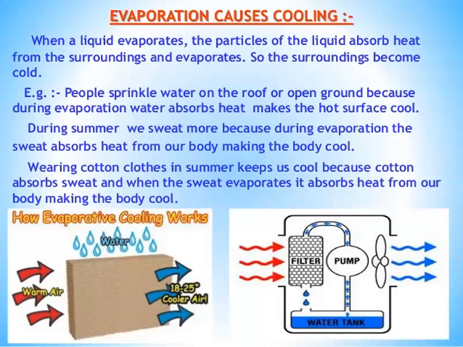During summer, we wear more white clothes and we sweat more because during evaporation, the sweat absorbs heat from our body, making the body cool. Wearing cotton clothes, basically if white, in summer keeps us cool because cotton absorbs sweat and the sweat evaporates. It absorbs heat from our body, making the body cool. The water coolant kept at home used in summer also works on the principle of evaporation.